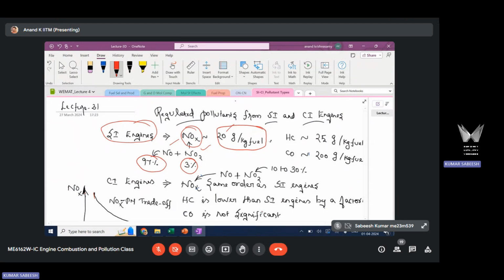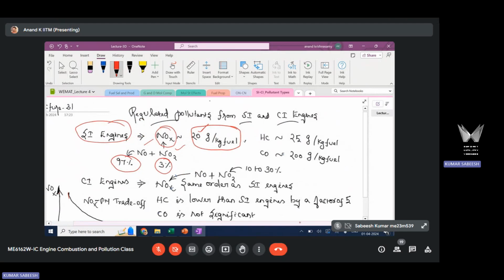So this much of NOx is added to the surrounding ambience by burning each kg of fuel in a spark ignited engine. Unburned hydrocarbon levels are around 25 grams per kg of fuel burned. CO, carbon monoxide, is high. You can see that it's around 200 grams per kg of fuel burnt in an SI engine. This may vary based on engine type and operating condition, but these are typical numbers to get a feel of how much pollutant is emitted from a spark ignited engine.